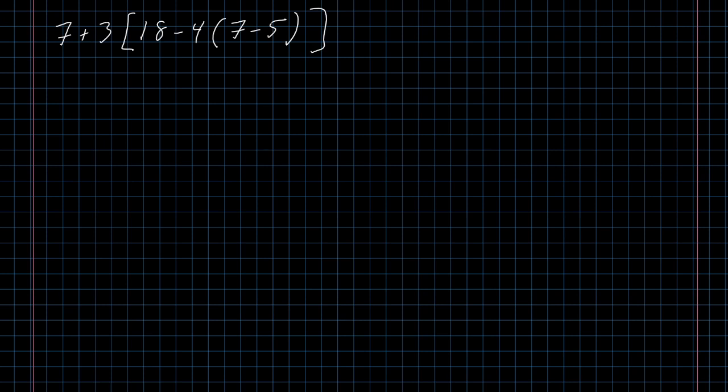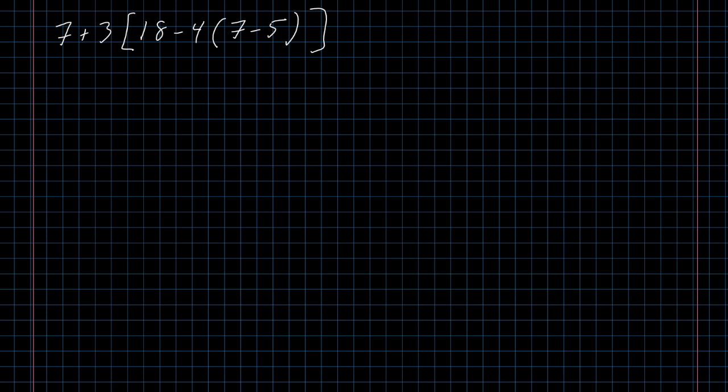7 plus 3 times the quantity, 18 minus 4 times the quantity, 7 minus 5. Here I have parentheses and square brackets. Parentheses and square brackets are the same kind of grouping symbol. They both tell you to look at what's inside of them before you continue.